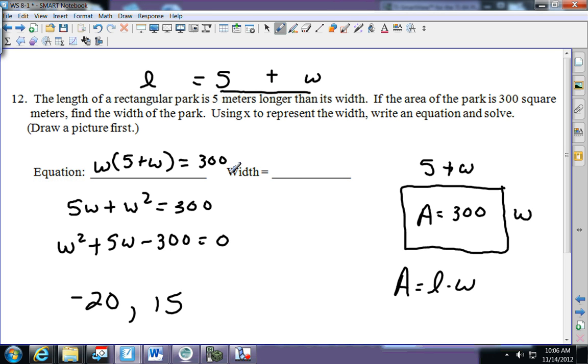Here's the thing. If I'm talking about width, which number can this not be? Can you have a width that's negative 20 feet? No. So the width is going to be 15. It's got to be the positive number that you're going to choose, because when we move this over and we had a negative right here, we're always going to get a positive root and a negative root.